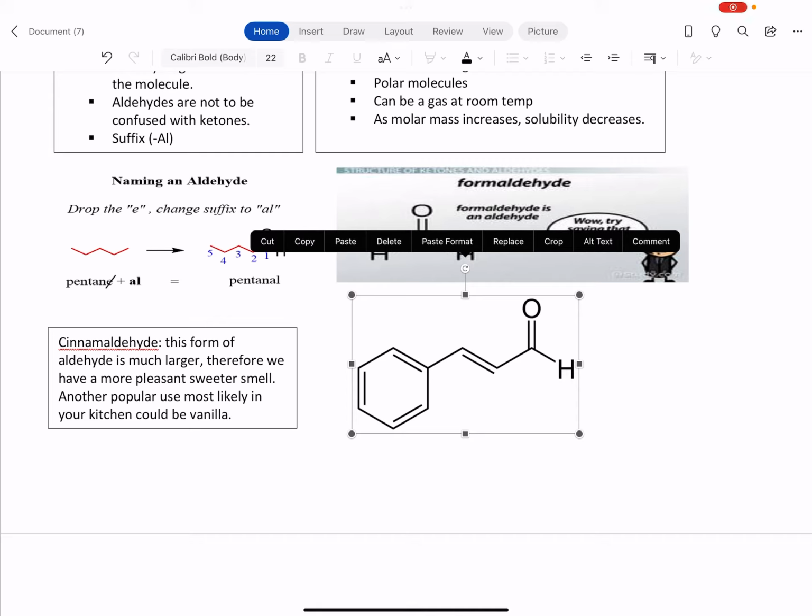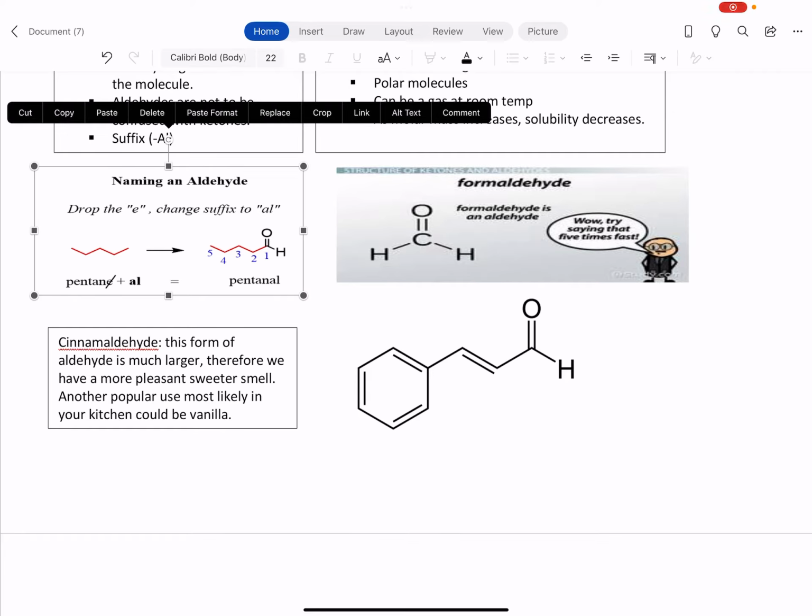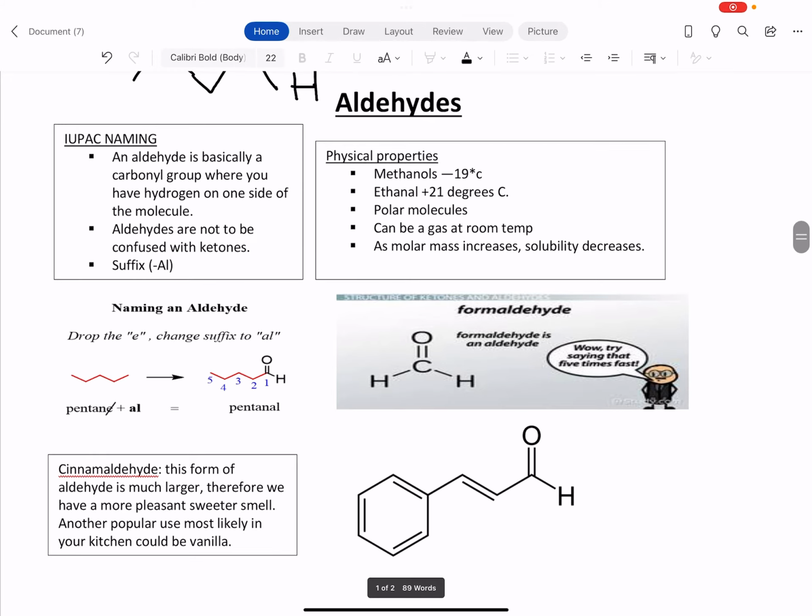We can scroll down here and we see this molecule. We see a hydrogen, we see a benzene ring. We simply know this is going to be cinnamaldehyde. And I have a good image here that shows naming an aldehyde. Drop the E, change the suffix to -al. Boom. Now you know how to name an aldehyde.